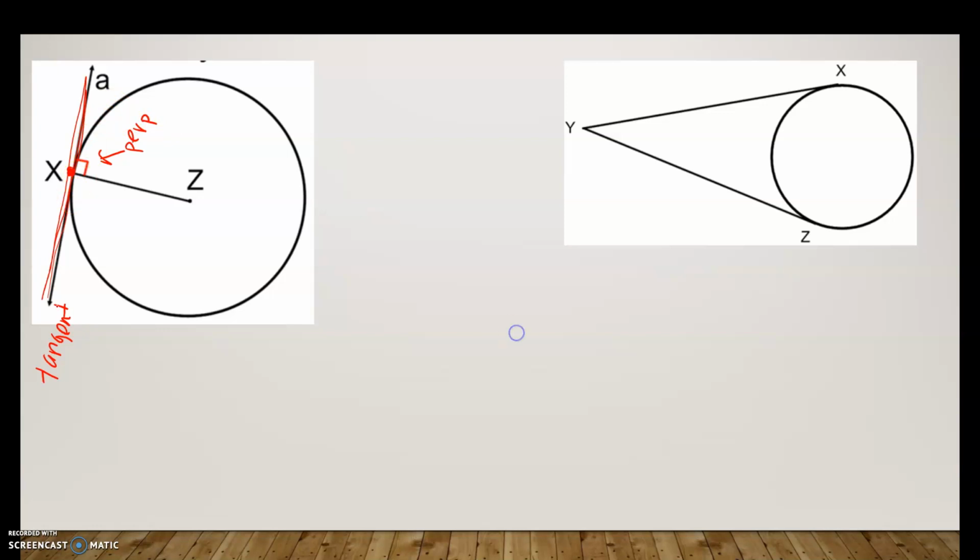Again, you only have to know one of these. If your line is tangent, then you know that it's perpendicular. If you know that a line is perpendicular to your radius, then that line must be tangent. Again, you just need to know one of them, and then the other one would have to be true.